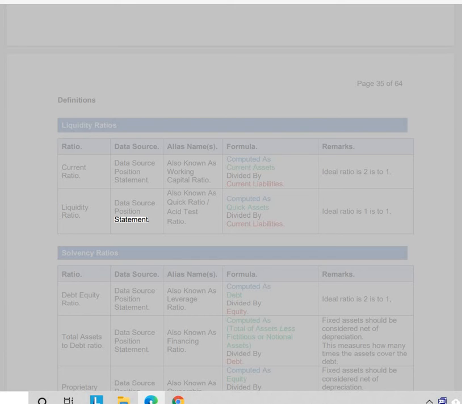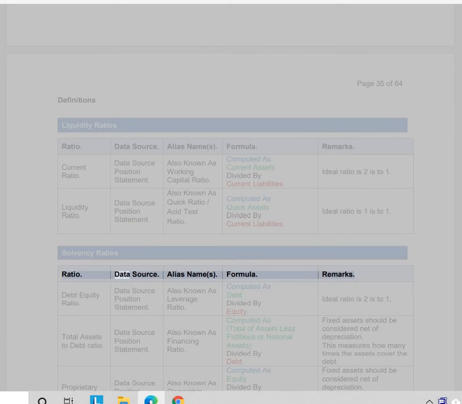Liquidity ratio. Data source: position statement. Also known as quick ratio or acid test ratio. Computed as quick assets divided by current liabilities. Ideal ratio is 1:1.